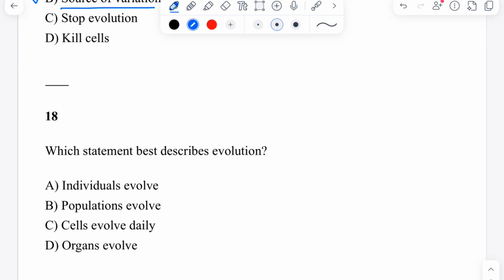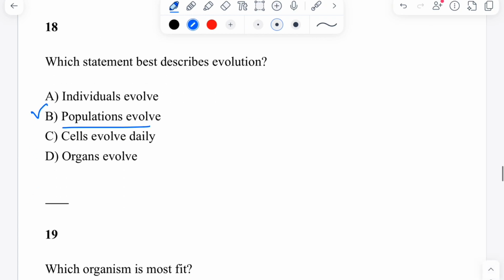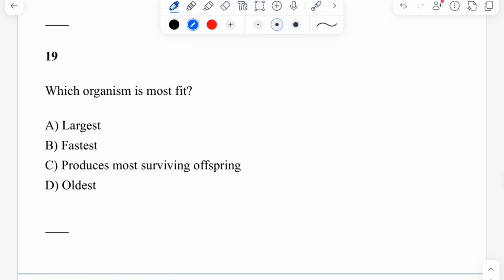Number 18. Which statement best describes evolution? Individuals evolve, populations evolve, cells evolve daily, and D. Organs evolve. Number 18, B. It's true. Which organism is most fit? Largest, fastest, produces the most surviving offspring, or oldest? Number 3, produces the most surviving offspring.